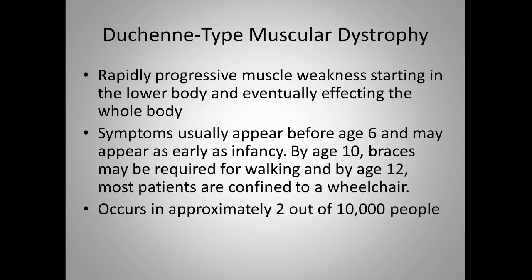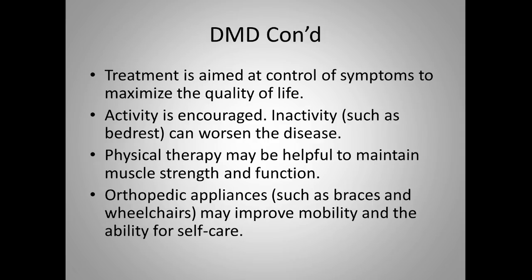Duchenne muscular dystrophy is a disease of the muscles, of course, and it's a progressive disease, so it gets worse as it goes on. It causes muscle weakness, and eventually it will affect the whole body. So it says symptoms usually appear before age 6 and may appear as early as small babies. Usually by the time the individual is 10 years old, they need some kind of braces on their legs to help them walk, and usually by the time they reach puberty or shortly before, the leg muscles are so weakened they need to be in a wheelchair. And you can see this occurs in about 2 out of every 10,000 people.